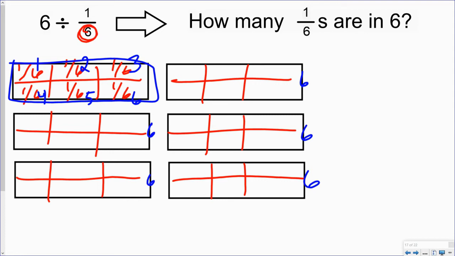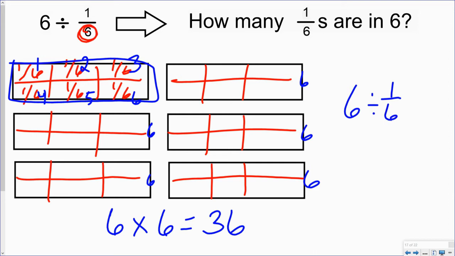So I have 1, 2, 3, 4, 5, 6 groups of 6. So if I take 6 multiplied by 6, that gives me 36 total. So I know that 6 divided by 1/6 equals 36, because there are 36 sixths in 6.